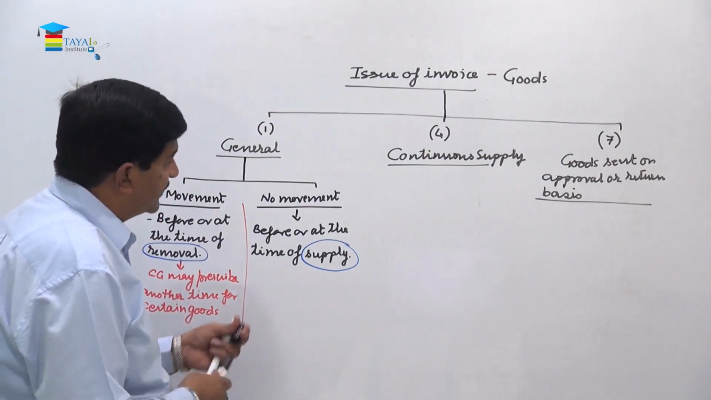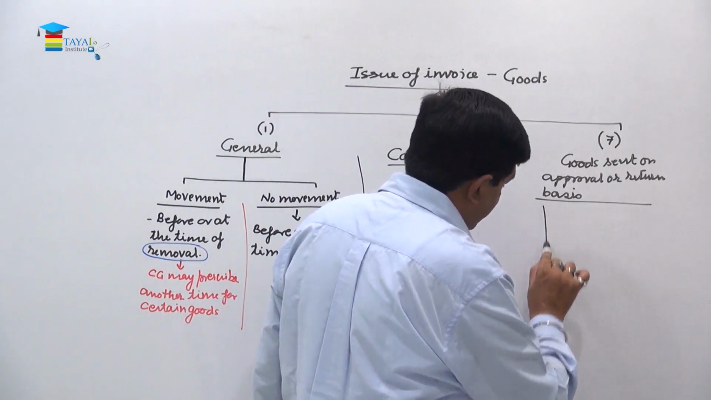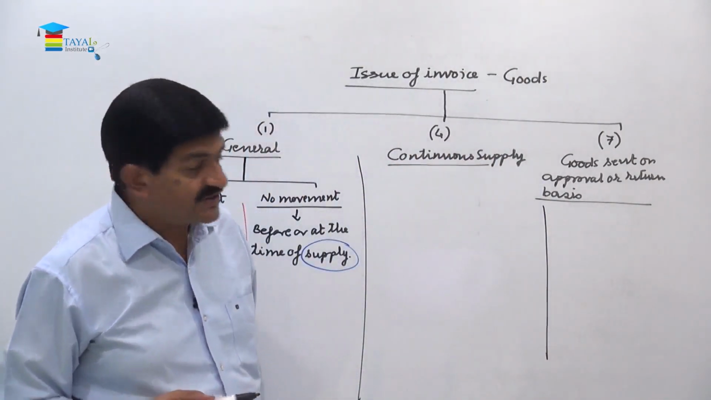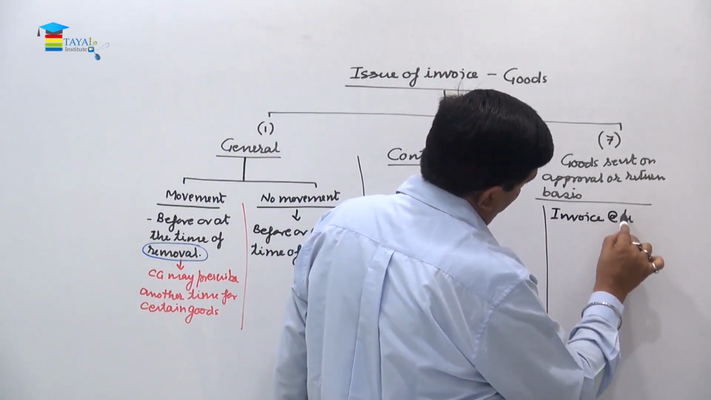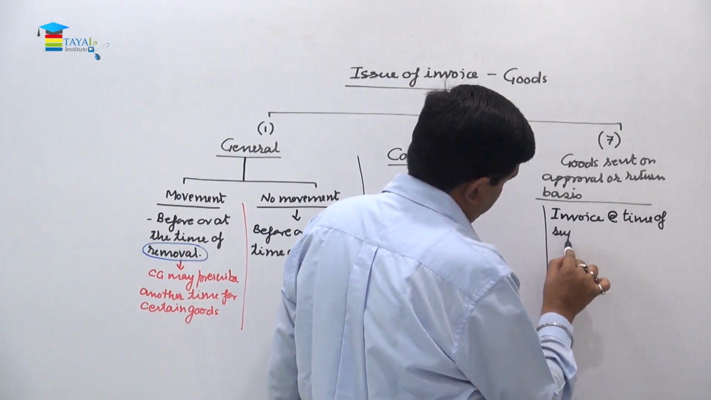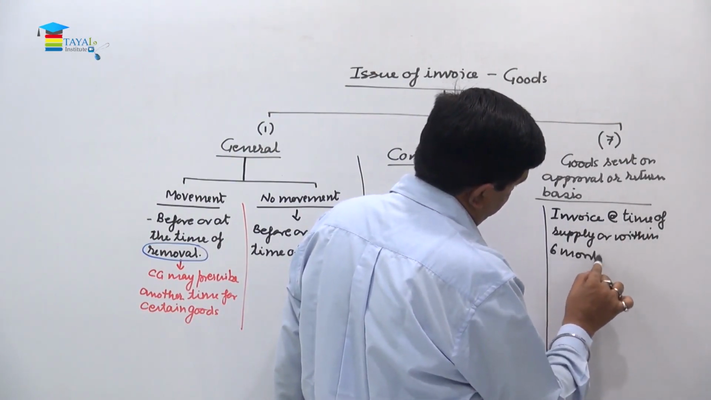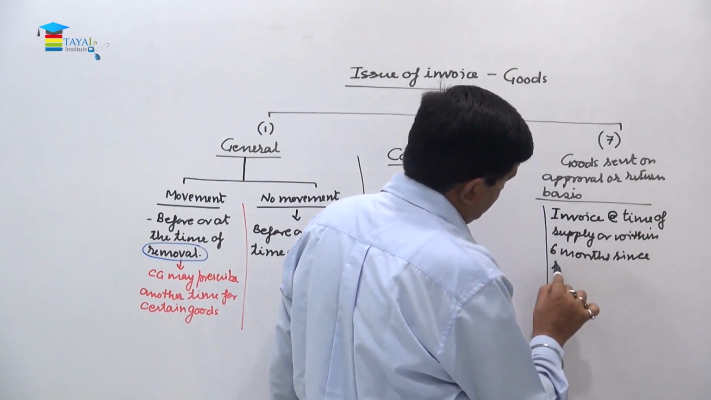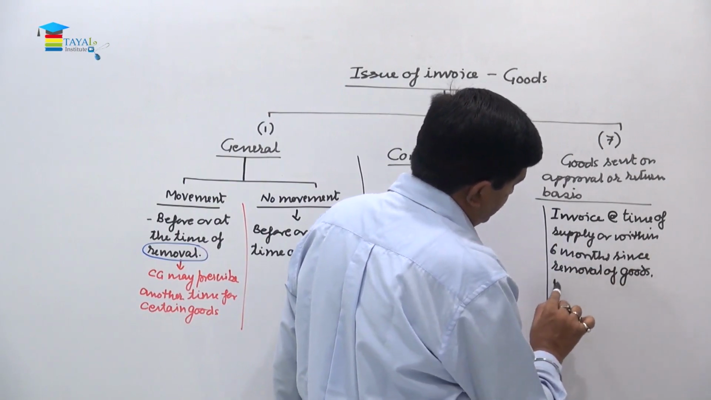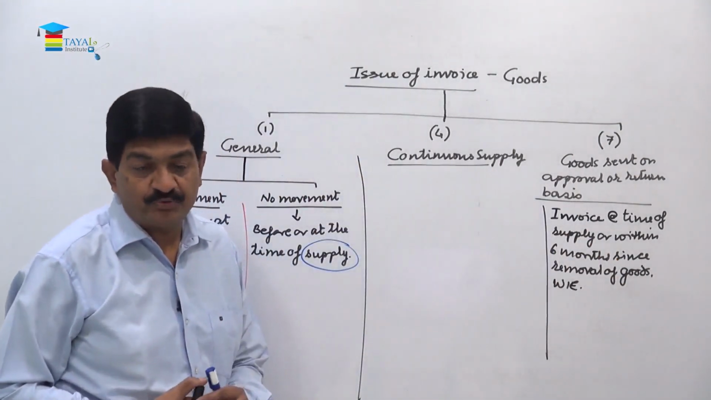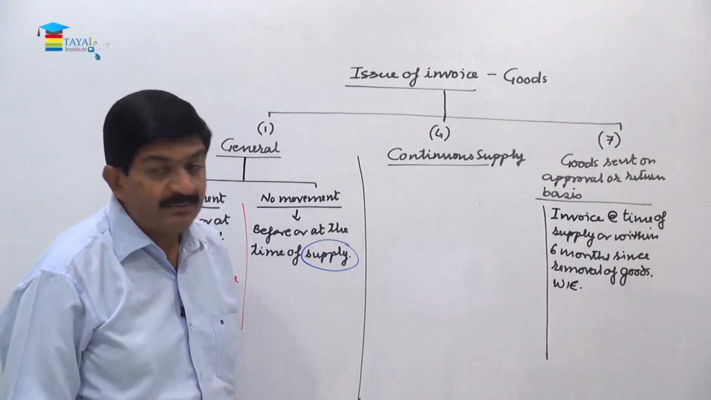So this is a general provision regarding issue of invoice in relation to goods. Then we come to subsection 7. This is talking about goods sent on approval or return basis. So in this case, the invoice is to be issued at the time of supply or within 6 months since removal of goods, and out of the two also, whichever comes earlier. So when the goods are removed on approval basis, the invoice is required to be issued at the time of supply or within 6 months from the time of removal of the goods.